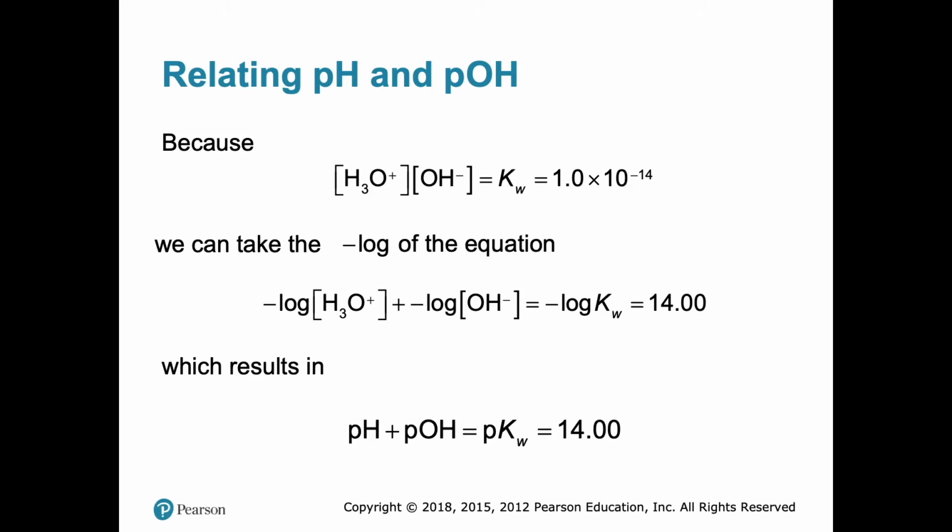Anyway, just a reminder here: you can do the concentration of hydronium times the concentration of hydroxide, and that should give you Kw. And Kw is 1 times 10 to the negative 14. And again, the 14 is indicative of the reason why we have 14 as being the highest number on the pH scale. So what you can do then is take the negative log of the hydronium ion concentration plus the negative log of the hydroxide ion concentration, and that should give you the negative log of the Kw, which is 14. And so that's how you get down here to this point where pH plus pOH equals the pKw, which is equal to 14.